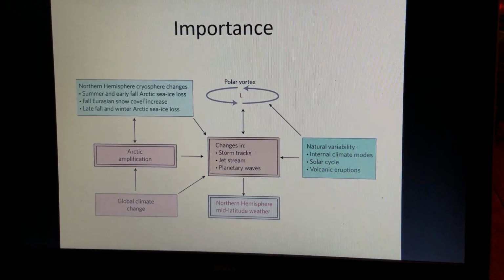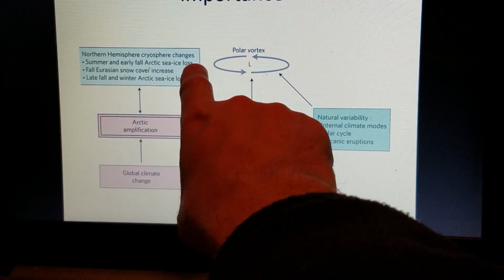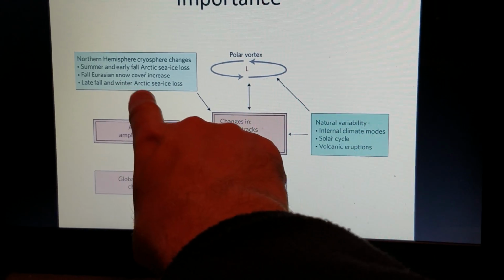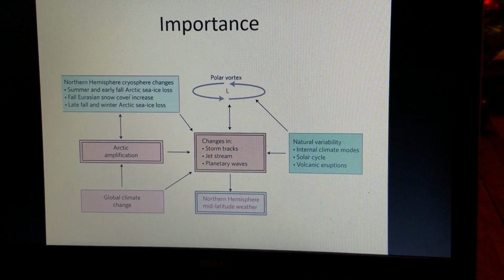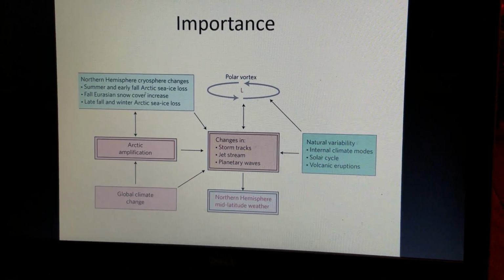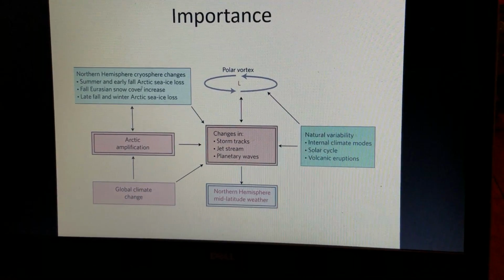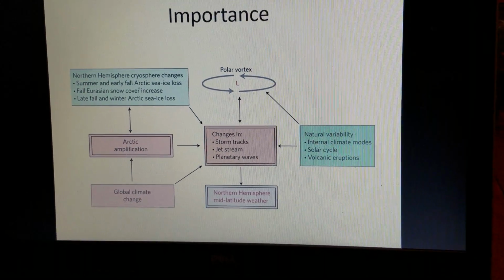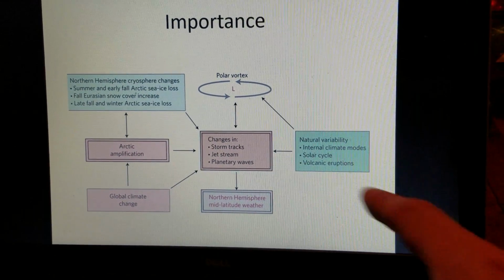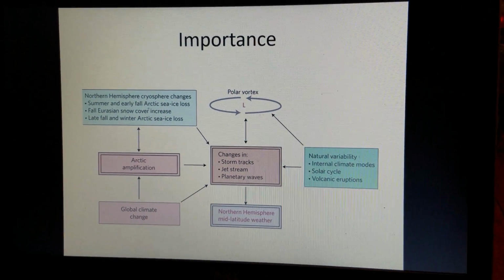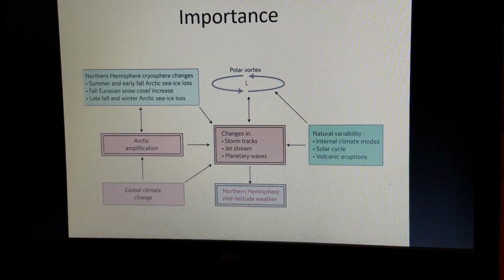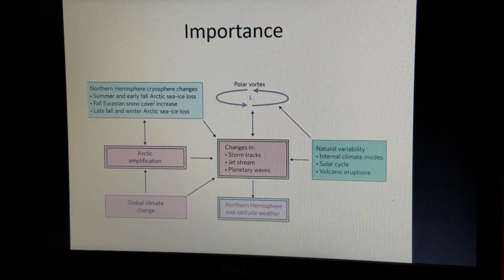And Dr. Judah Cohen has looked at summer and early fall Arctic sea ice loss, the fall Eurasian snow cover, and then the late fall and winter Arctic sea ice loss in determining the winter forecast and how the long wave pattern in the jet stream is going to set up and how the polar vortex is going to play into this. But there's a lot of different variables that are involved with the polar vortex, but the main thing I want you to focus in on is changes in storm tracks, jet stream configurations, and the planetary waves, the long wave or the Rossby waves.